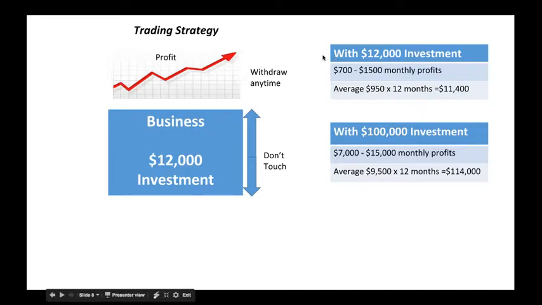A good example is if you started off with a minimum $12,000 investment and you're making about $700 to $1,500 monthly, you should see in about 12 months about $11,000 profit. And with this example of a $100,000 investment, you're going to see anywhere from $7,000 to $15,000 monthly profits. If you average around $9,500, you're looking at, like I say, a $114,000 return. So it's a very good investment strategy. The key thing is you can withdraw your profits at any time. You just have to make sure that you keep that $12,000 investment there all the time, just to run the strategy through.